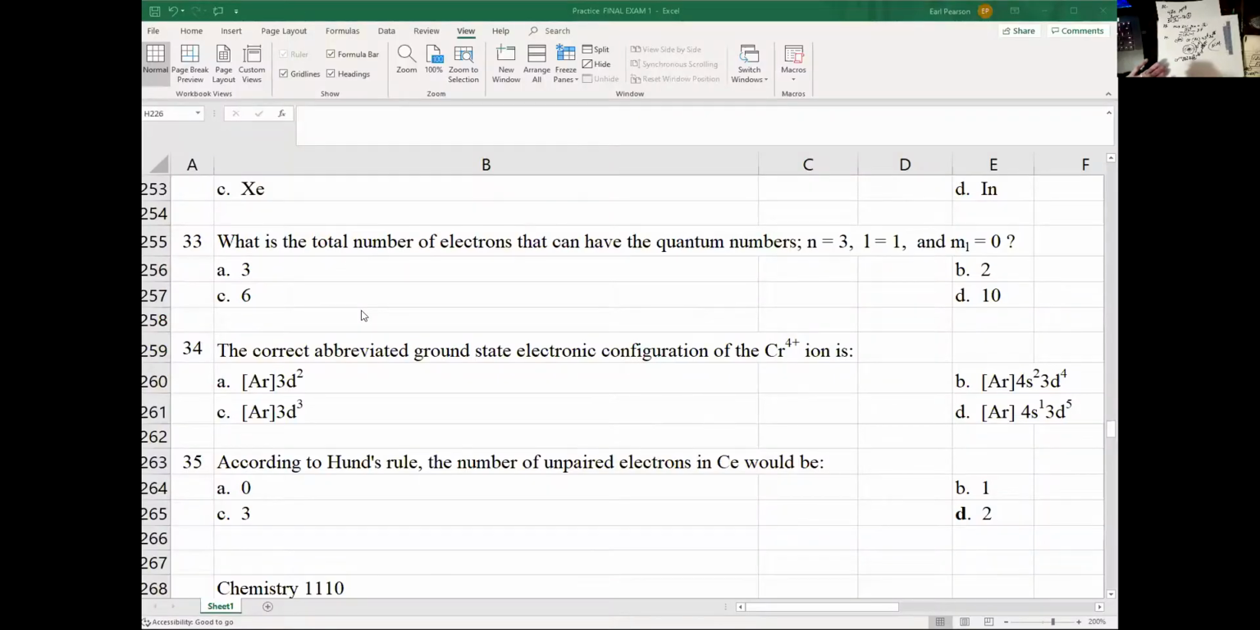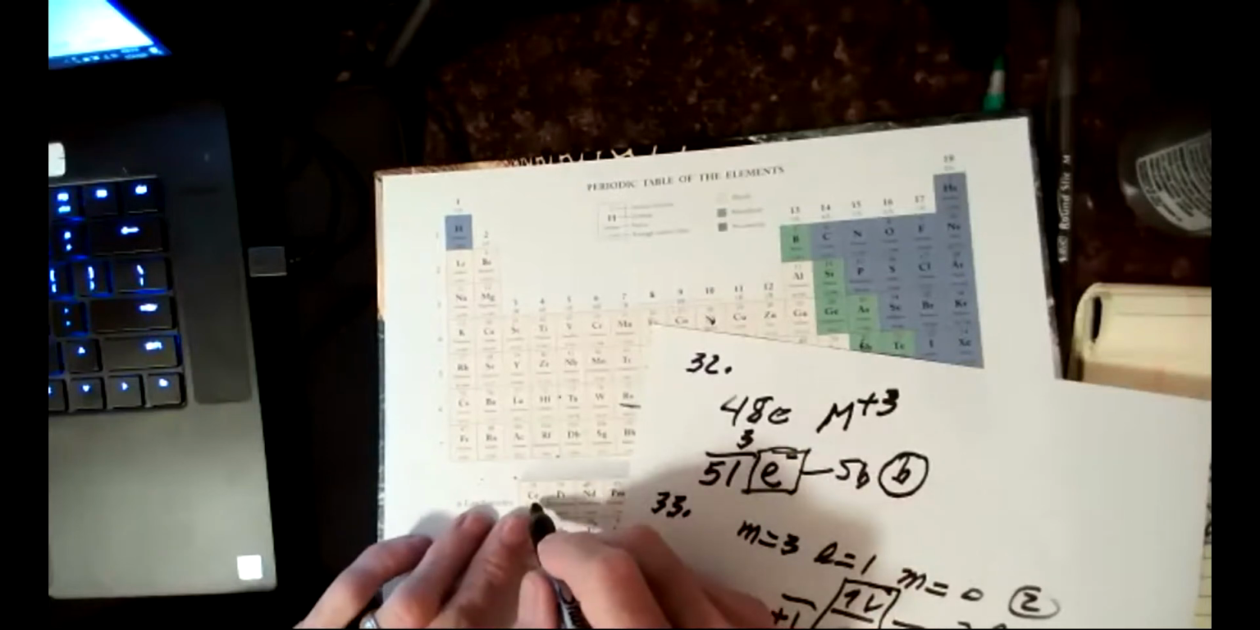Okay, so we're looking for number 35. What does 35 say? According to Hund's rule, how many unpaired electrons would be in Ce? Okay, we've got to get cerium, and cerium is way down here. Oops, I have to show it to you. Cerium is right there, that element on the periodic chart.